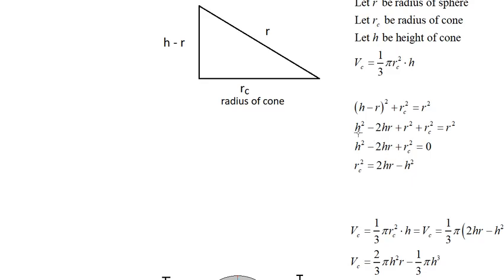And then simplify, we have h squared minus 2hr plus r squared plus r sub c squared equal to r squared. And then minus r squared, we end up with h squared minus 2hr plus r sub c squared equal to 0. And then move these two terms to the right side. Then we have r sub c squared is equal to 2hr minus h squared.